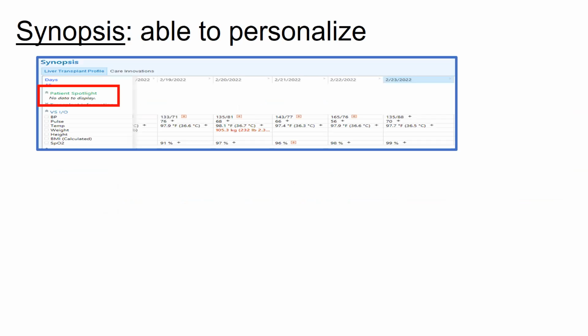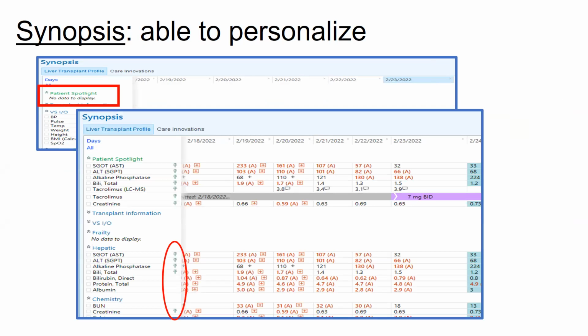Additionally, the synopsis allows for user personalization. So of course, like all other things in Epic, you can change your font size, you can decide what data to review in terms of a graphic presentation. But here you're also able to customize for the individual patient through the patient spotlight. So in this example, there's no data to display in the patient spotlight, but let's consider a situation if you're following a patient that's recovering from rejection, for example. You may want to spotlight certain data for this individual patient.